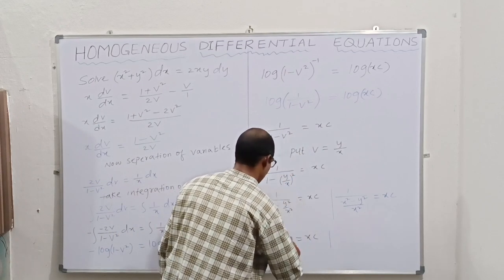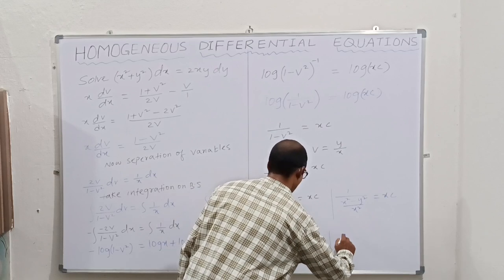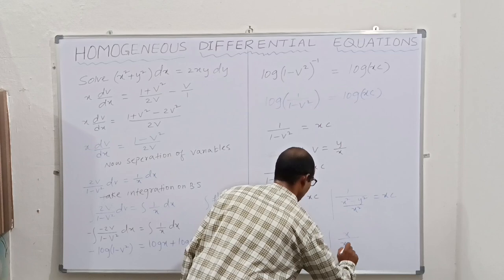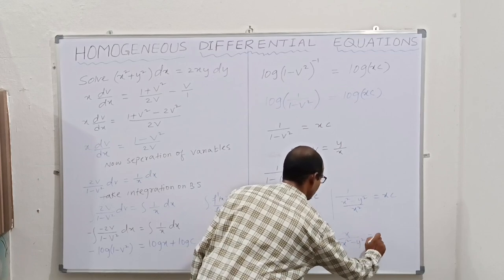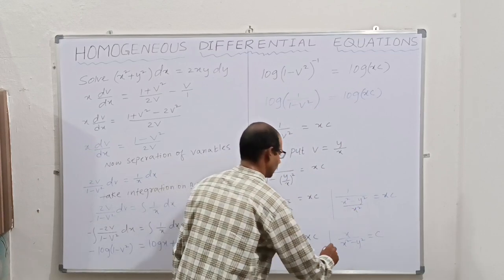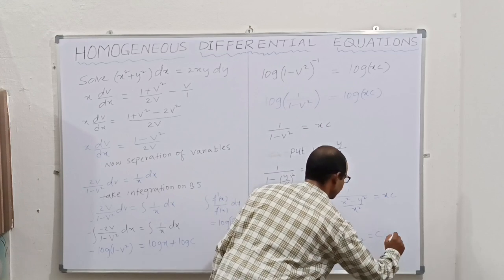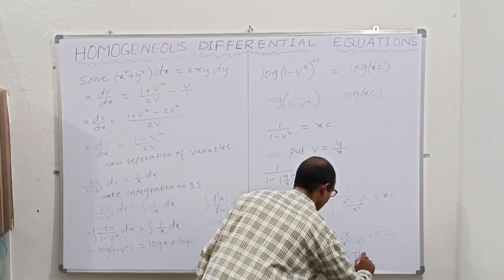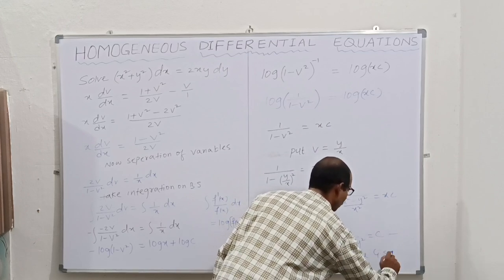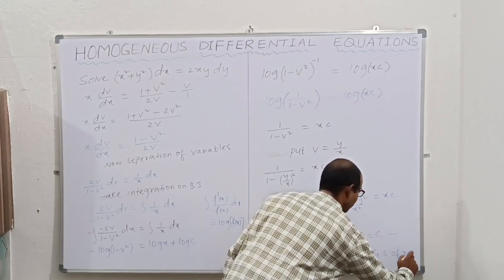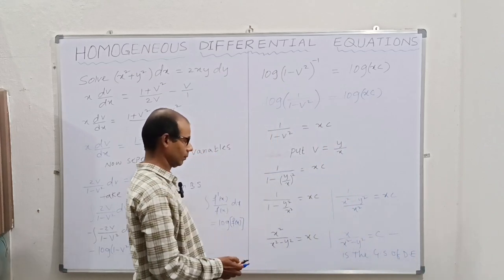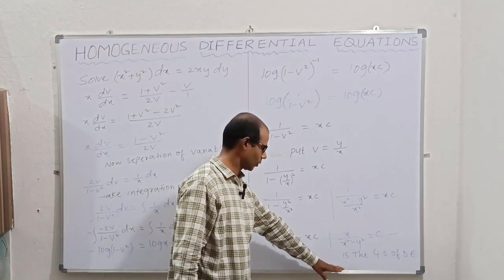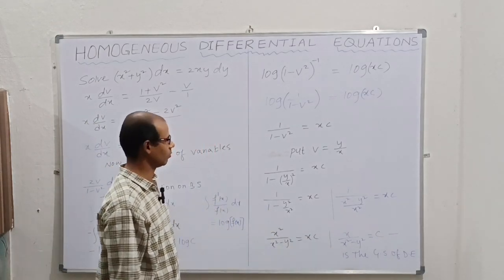So moving x to both sides, x upon x square minus y square is equal to c, which is the general solution of the given differential equation, right? So this is the general solution of the given differential equation.